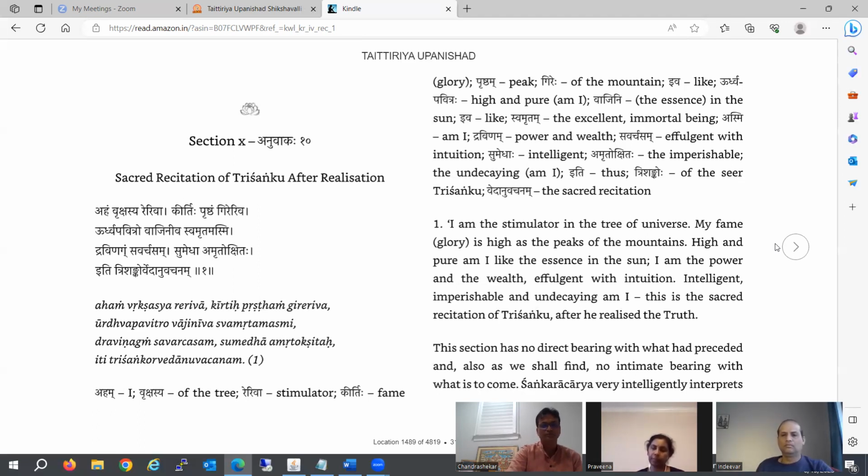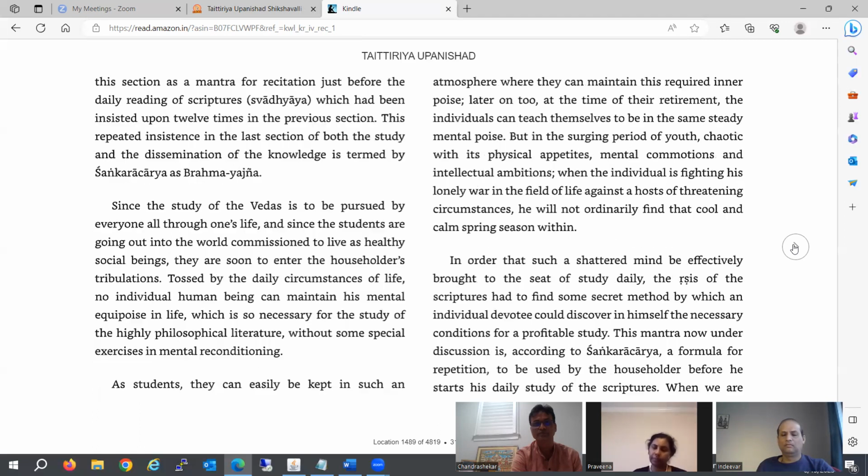Continue. Since the study of the Vedas is to be pursued by everyone all through one's life, and since the students are going out into the world commissioned to live as healthy social beings, they are soon to enter the householder's tribulations. Tossed by the daily circumstances of life, no individual human being can maintain his mental equipoise in life, which is so necessary for the study of the highly philosophical literature, without some special exercises in mental reconditioning.